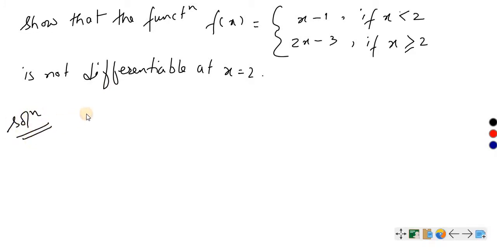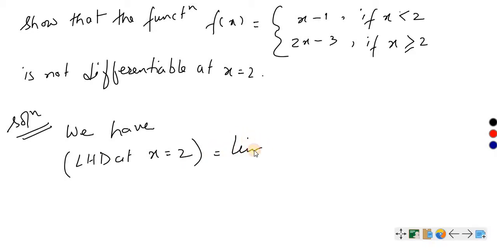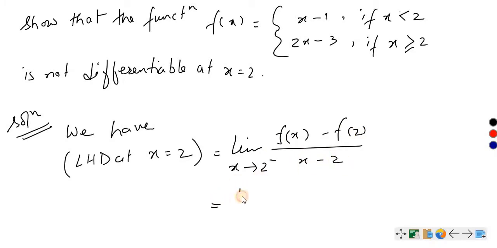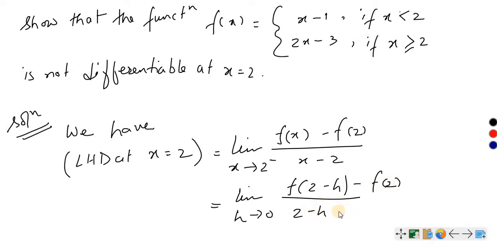The solution, we will be proceeding in the same way as the previous one. We have left hand derivative at x equals 2. So this will be equal to limit, where x will tend to 2 from the negative side, of f of x minus f of 2 over x minus 2. So again limit h tends to 0, and here it will become f of 2 minus h minus f of 2 over 2 minus h minus 2, which is equal to limit h tends to 0.